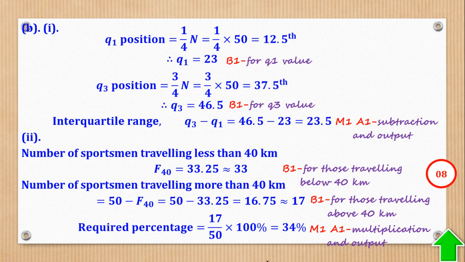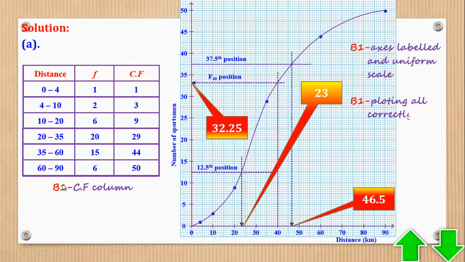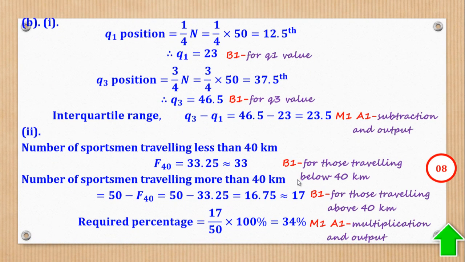What about the ogive? Let's also see the ogive. Here there was a mark for the cumulative frequency column, a mark for labeling the axes and uniform scale, a mark for plotting all correctly, and a mark for a reasonably smooth curve. So that's how you could get the 12 marks in that question.